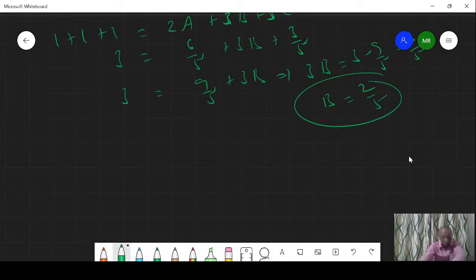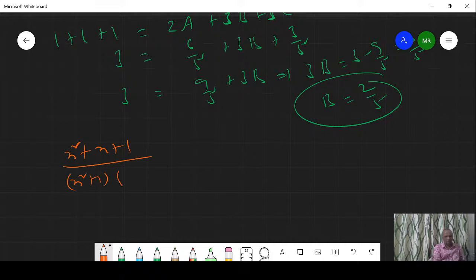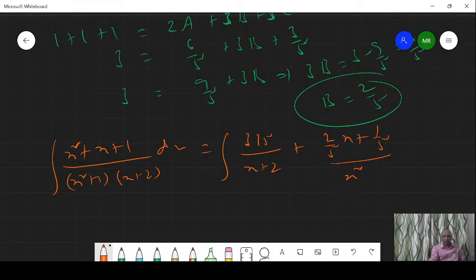After finding all the values, I can write the given problem. Therefore, I can write x square plus x plus 1 by x square plus 1 into x plus 2 dx. This is the given problem. So this expression I have written as a by x plus 2. What is the a value? 3 by 5. So 3 by 5 by x plus 2, plus bx plus c, 2 by 5 into x, c means 1 by 5, by x square plus 1.